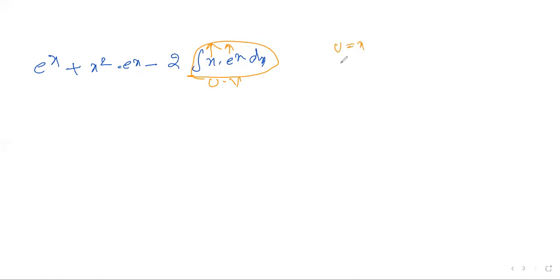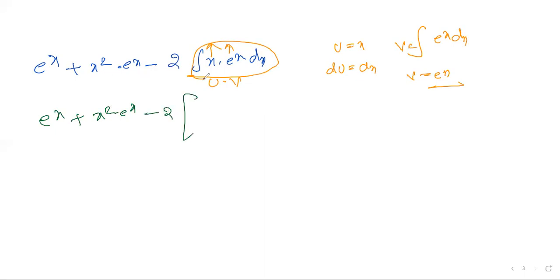So u is equal to x, du is equal to dx. Then v is equal to the left out portion, e power x into dx, so the value of v is e power x once again. So the answer is x square into e power x minus 2 times of, this is the UV model, so UV minus integration of v du.